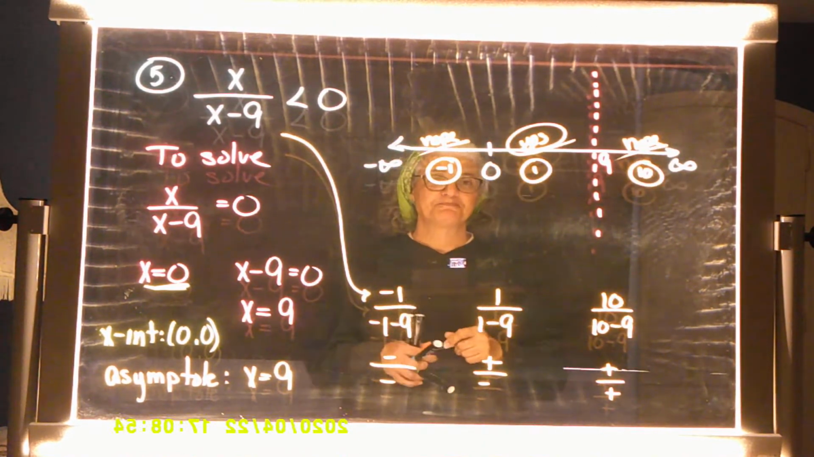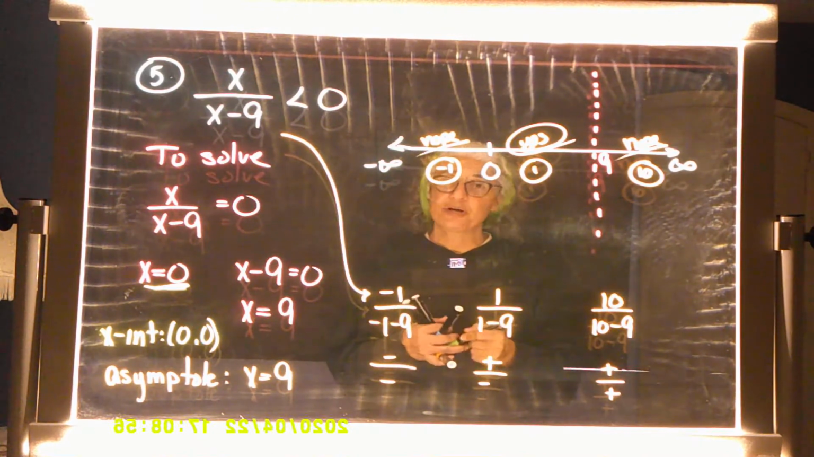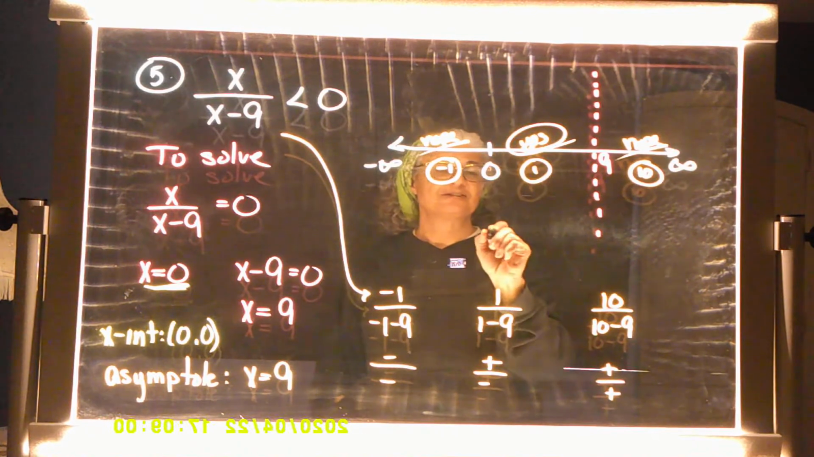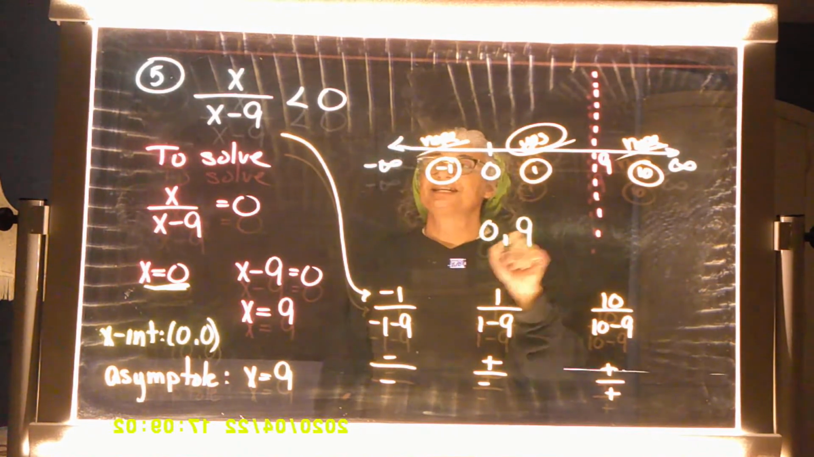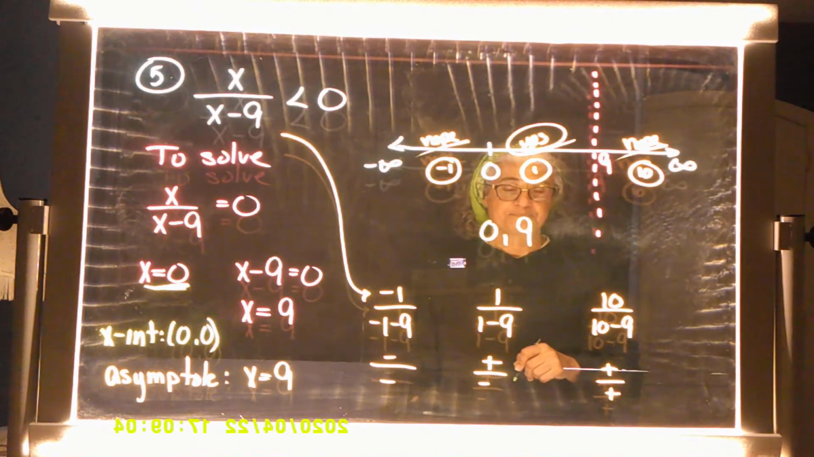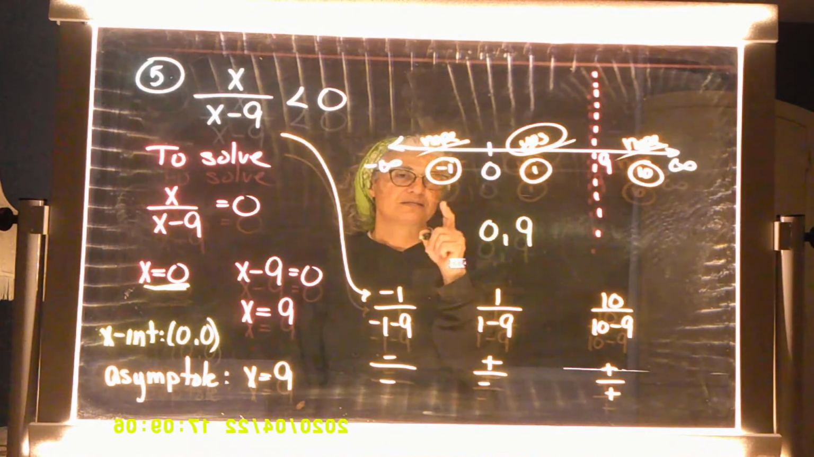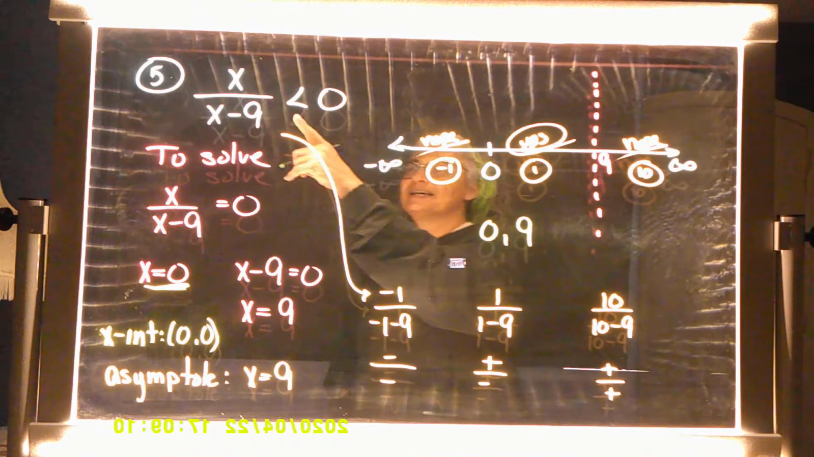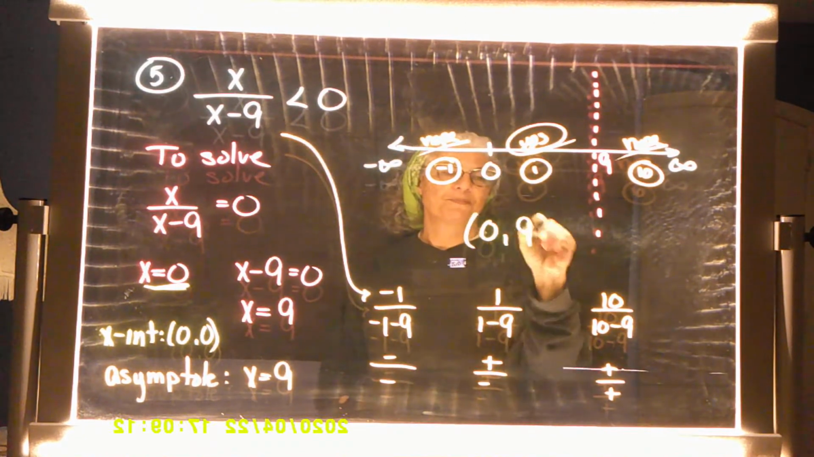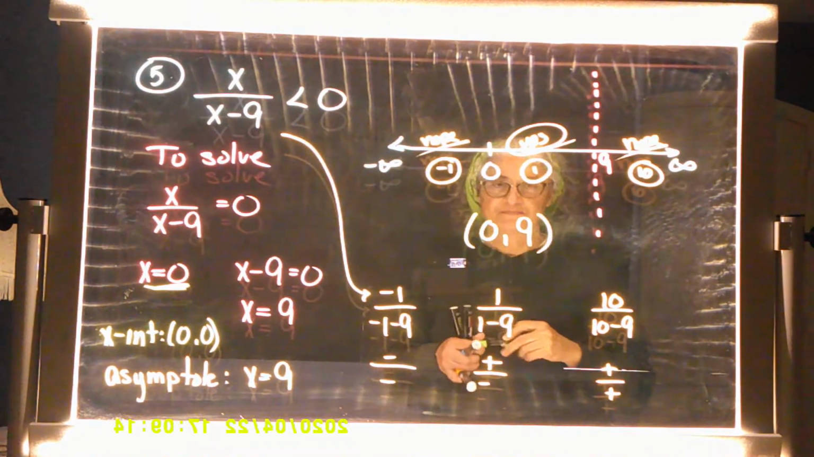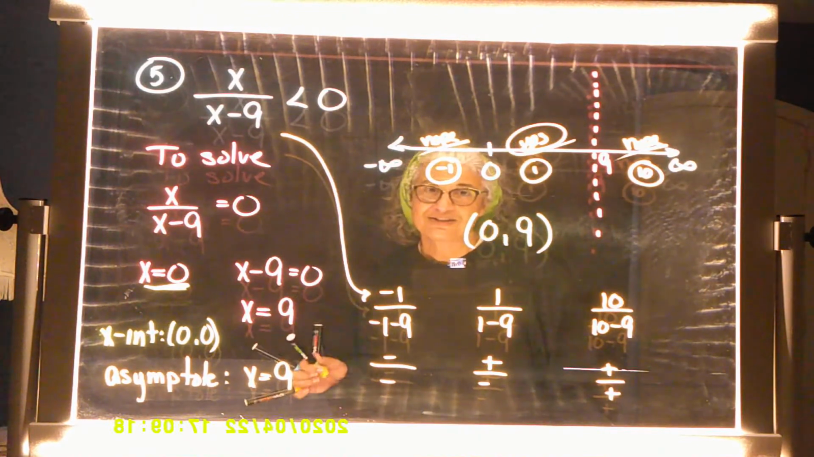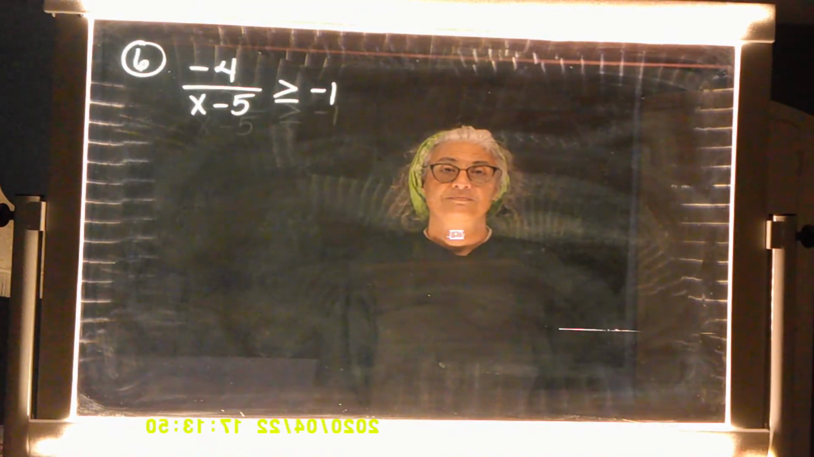Are you with me? Okay, I only have one interval working for me, and that's this middle interval. That's the interval from 0 to 9. Got it? All right. So, what do I have to put around these? Yeah, no equal to sign means I put parentheses around both of them. Good? Are you with me? Cool. Hang in there. I got another problem for you.